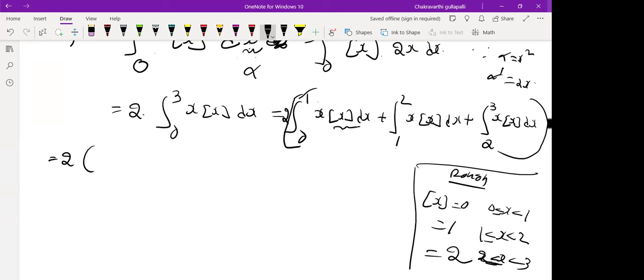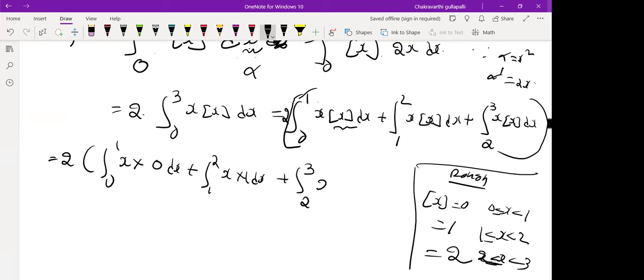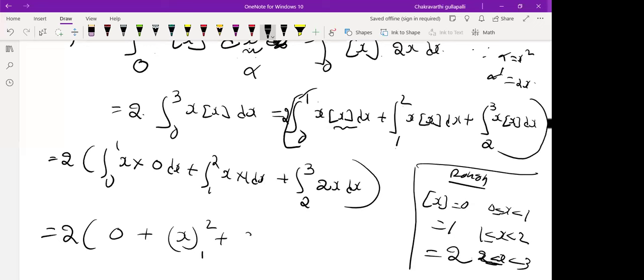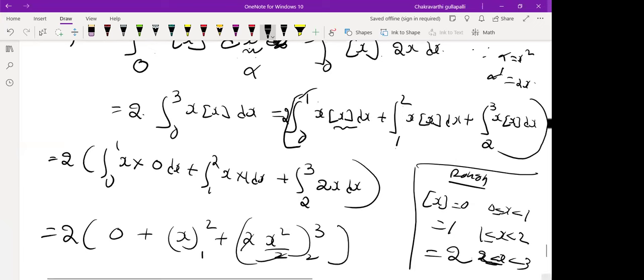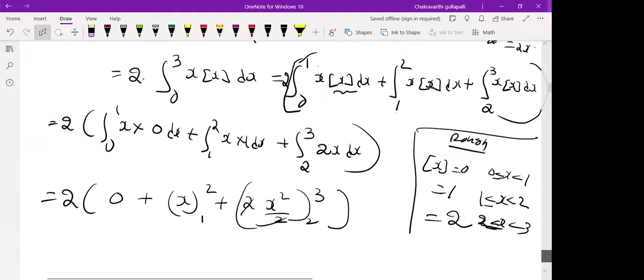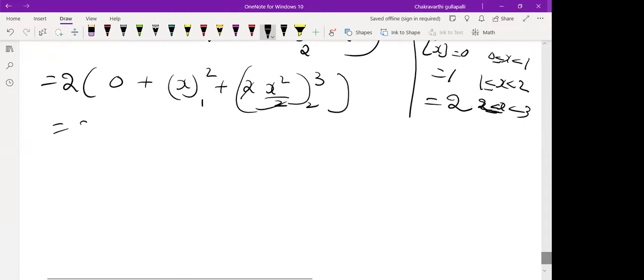So simplify [x]. From 0 to 1, [x] is 0. From 1 to 2, [x] is 1. From 2 to 3, [x] is 2. So 2 into this is 0. This is x from 1 to 2. 2 into x². If you are doing it for a descriptive answer, don't do it like this. Do as given in the text: apply the fundamental theorem and then do it. But now this is an MCQ, so I'm skipping this.